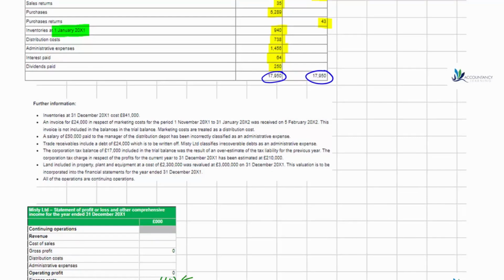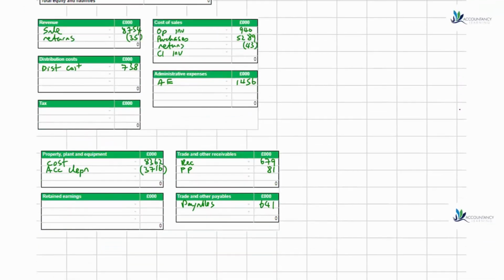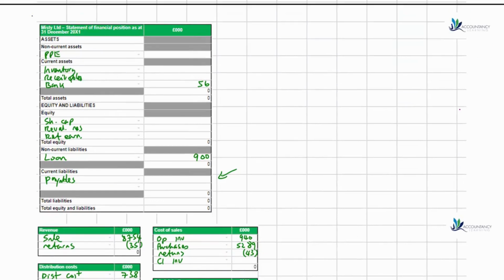So first of all, we've got inventories, and notice the date there. This is at the end of the year now. So for our closing inventory, the double entry, we need to debit our inventory asset in the statement of financial position, and we'll credit our inventory in our cost of sales. Okay, so the figure is 841. So we need to debit the inventory asset. And let's see if there's a working for that. No, there isn't. So we can put that number straight into our answer in our statement of financial position.